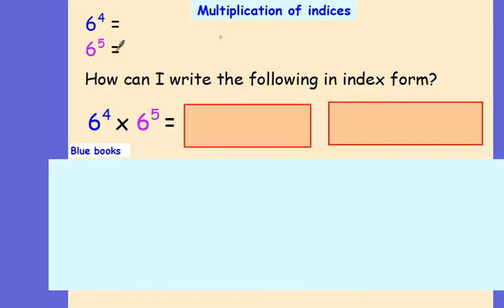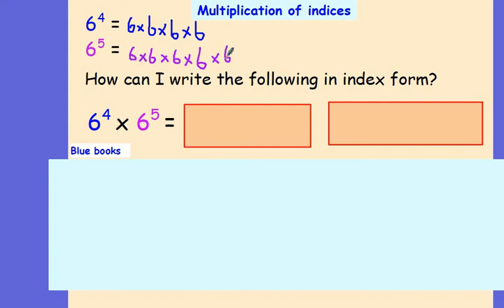So, quick reminder, 6 to the power 4, what does that mean, Charlotte? Great, 6 to the power 4 means 6 times 6 times 6 times 6. Sophie, what does 6 to the power 5 mean? Brilliant, 6 times itself 5 times.